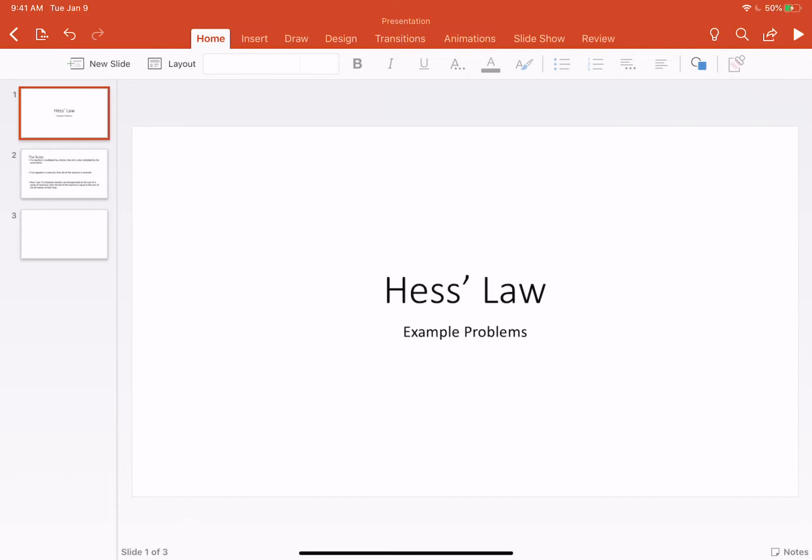Everyone. Today we're going to do a little bit of a review of Hess's Law and then talk through an example of one of these problems.